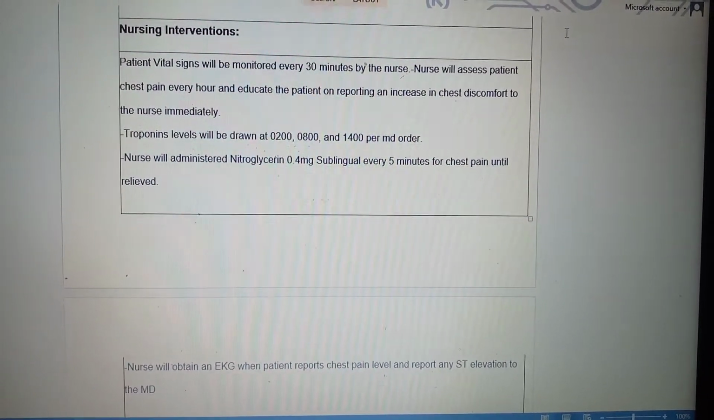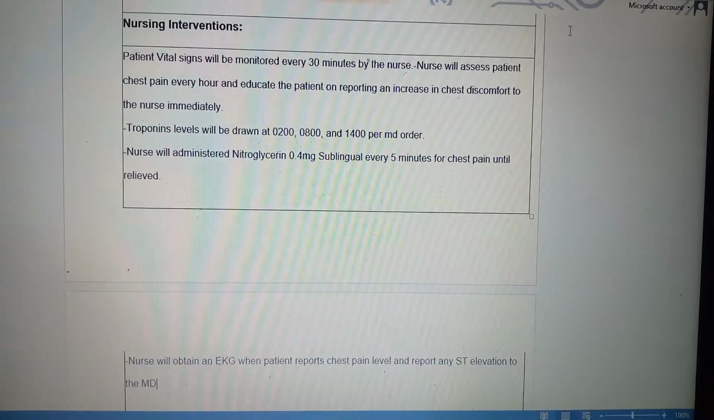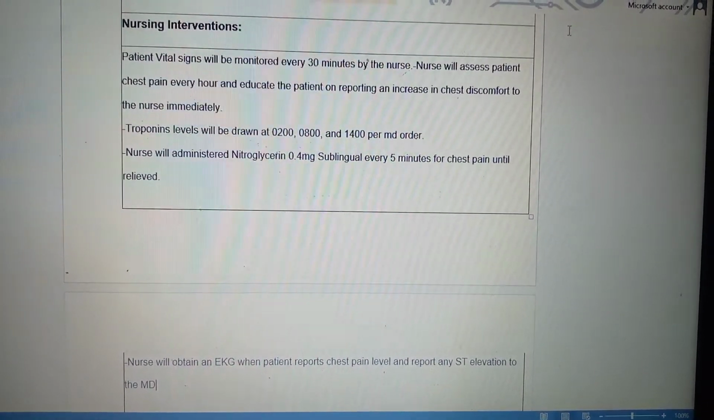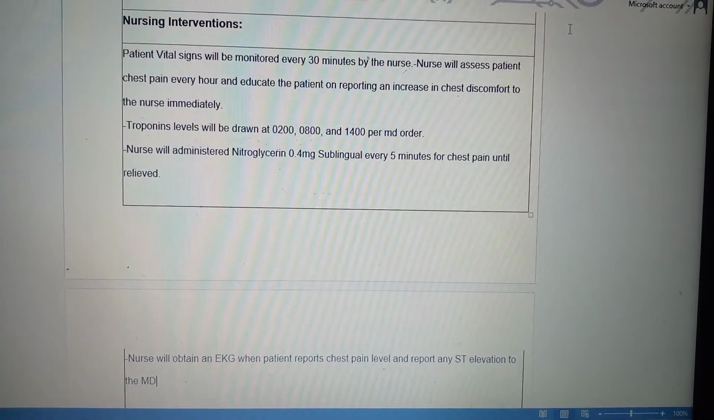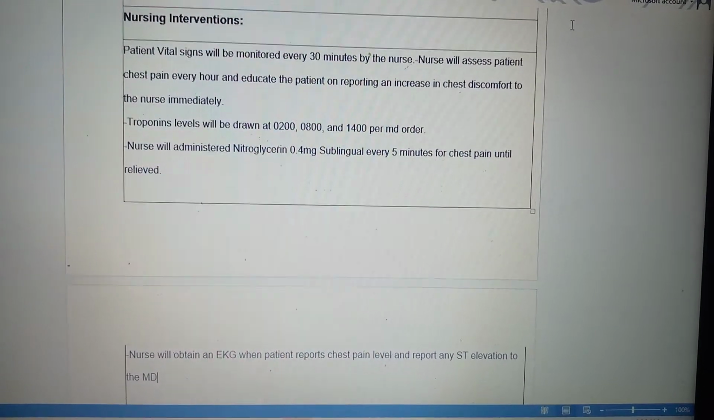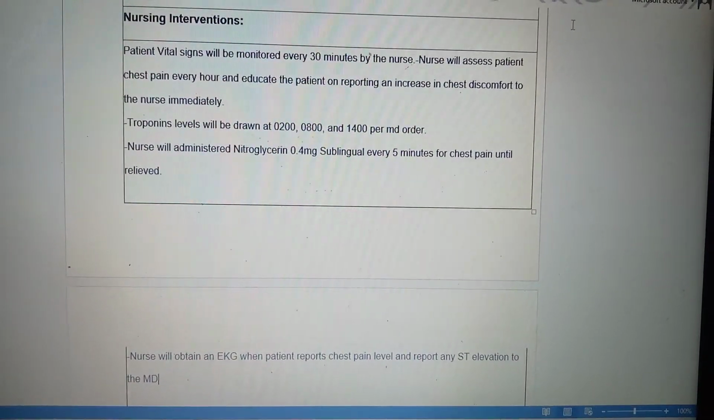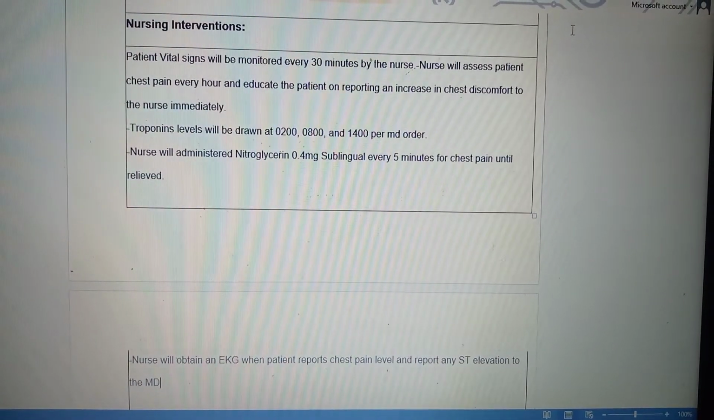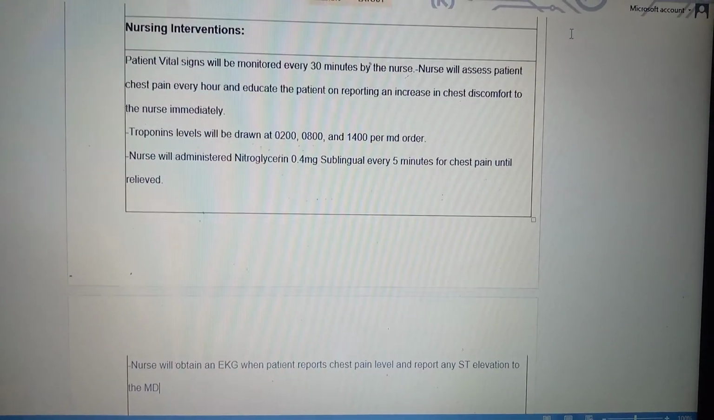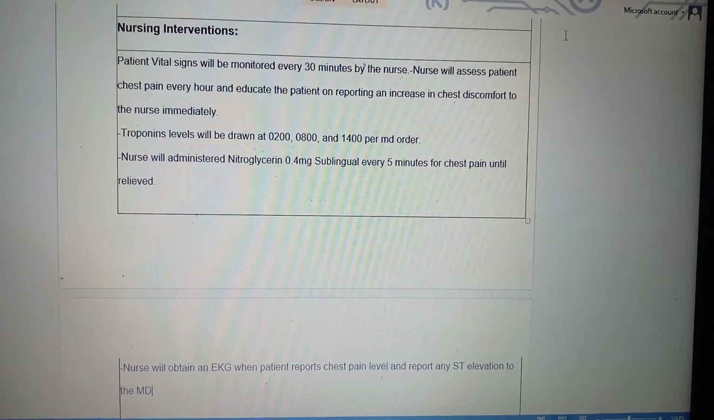department order. The nurse will administer nitroglycerin 0.4 milligrams sublingual every 5 minutes for chest pain until relieved. The nurse will obtain an EKG when the patient reports chest pain and report any ST elevation to the medical department.